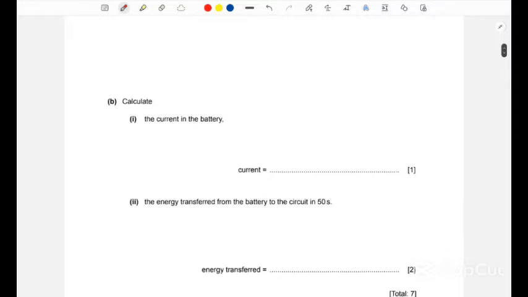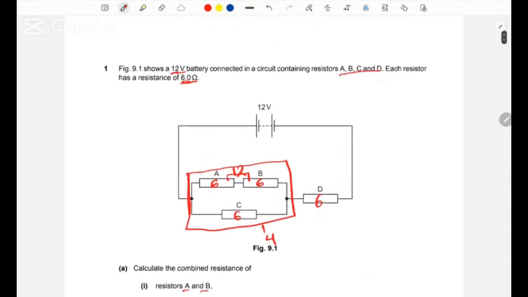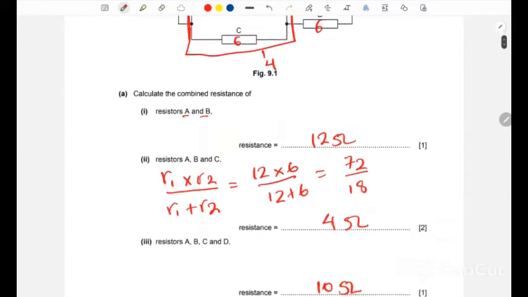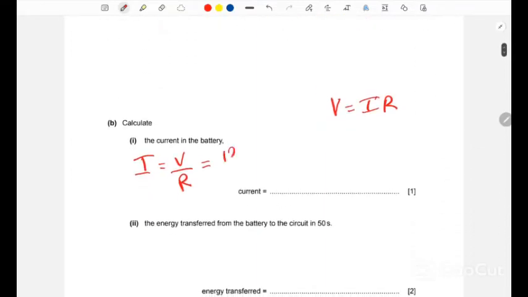Calculate the current in the battery. So we know the formula for current, which is I equals V over R. This formula is derived from the formula V equals IR. When we rearrange this formula, we get I equals V over R. The voltage from the previous question is 12 volts, and the total resistance as we have calculated is 10. So the answer is going to be 1.2 amps.